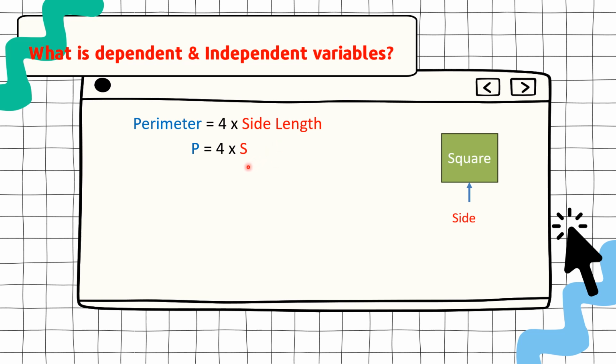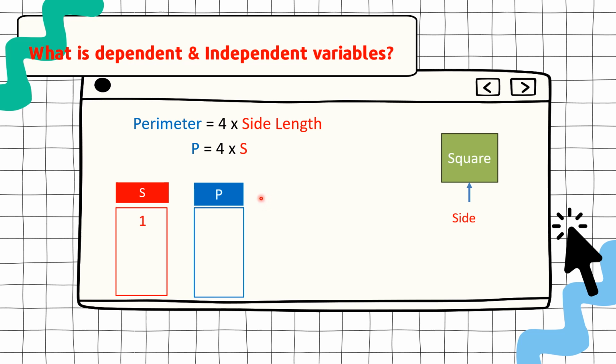Let's get some values of the perimeter and see the relation between perimeter and the side length. This is S and this is P, the perimeter. S stands for the side length and P stands for the perimeter. Let's substitute values. If S equals 1, so P will equal what, math champions? 4 multiplied by 1 equals 4. Excellent.